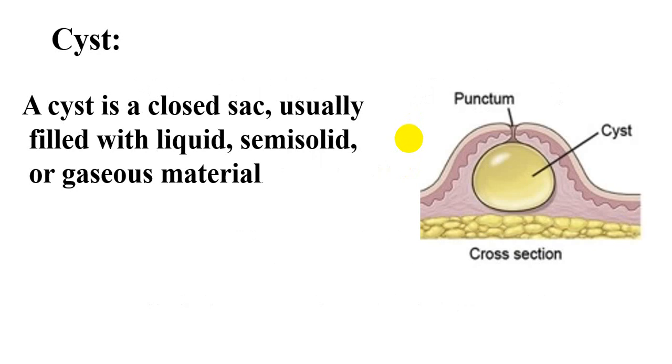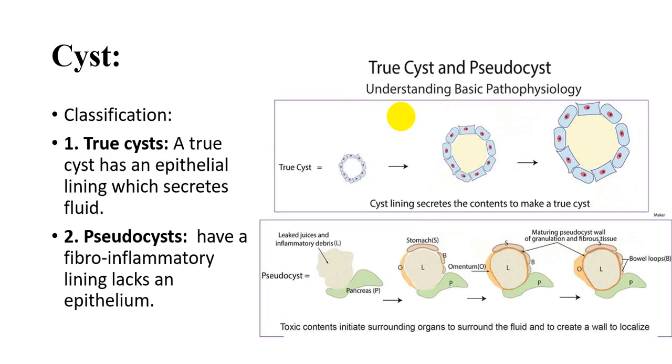Cyst. The definition of cyst is a closed sac, usually filled with a liquid, semi-solid, or gaseous material. The cyst can be classified into two types: either a true cyst, where the true cyst has an epithelial lining, or a pseudocyst, which is composed of fibro-inflammatory lining and lacks an epithelium.